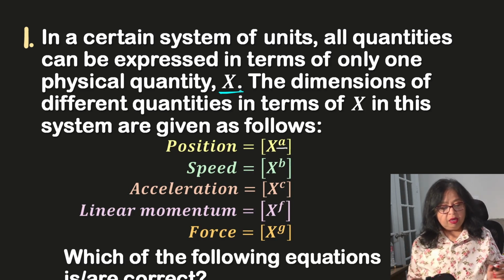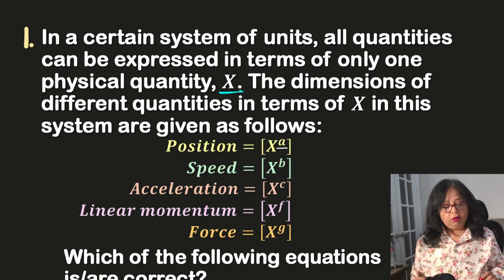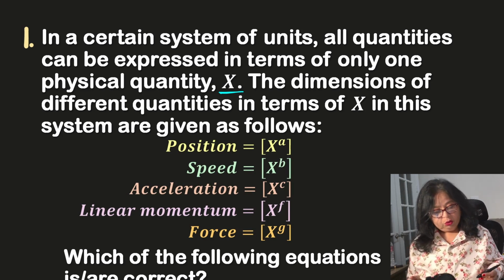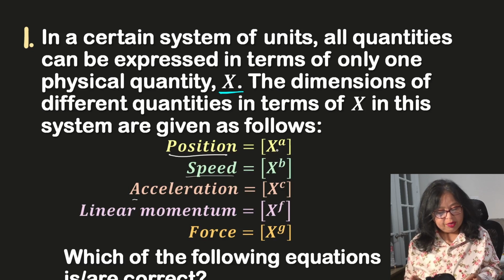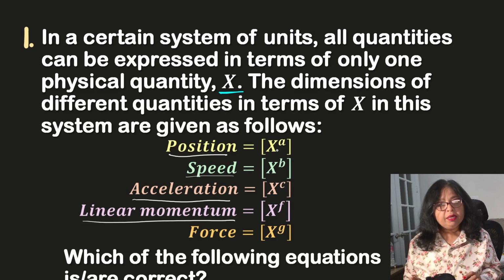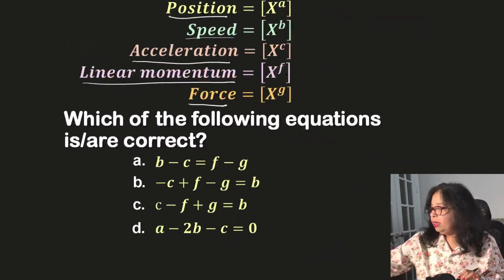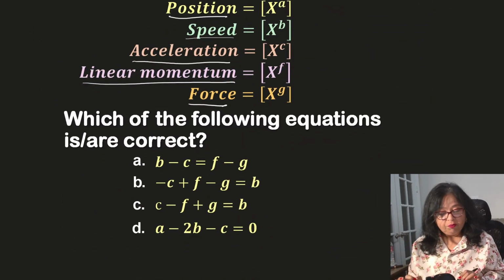And we are given that the dimensions of different quantities in terms of x in this system are as follows. Position is x to the power a, speed is x to the power b, acceleration is x to the power c, linear momentum is x to the power f, and force is x to the power g. Then we are asked which of the following equations is or are correct.